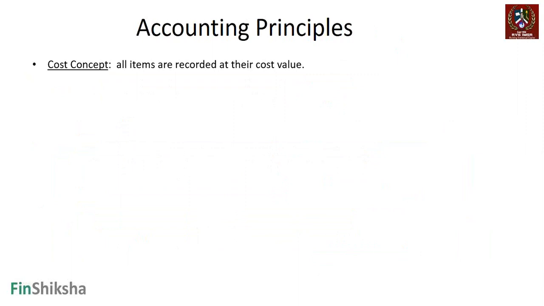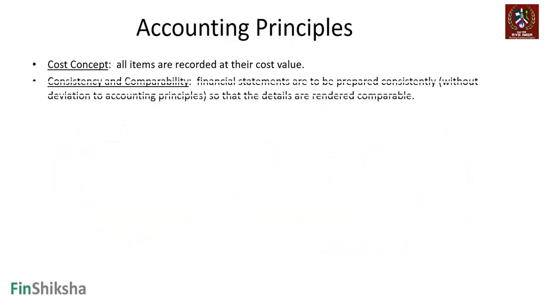Now next year the price of that might change in the market. You don't revise it very frequently, right? So all items are recorded at their cost value. Consistency and comparability. Financial statements are to be prepared consistently without deviating from the accounting principles so that details are rendered comparable. Now that's important also because you are typically going to compare it across firms and across the timeline of the same firm. So it's important that it is consistently using those principles year after year.